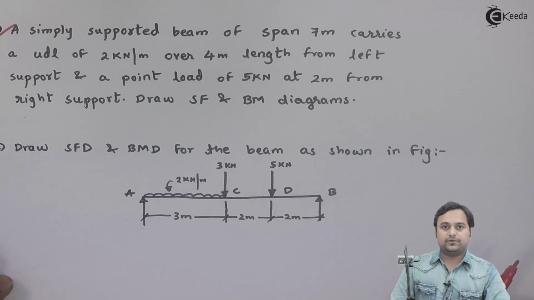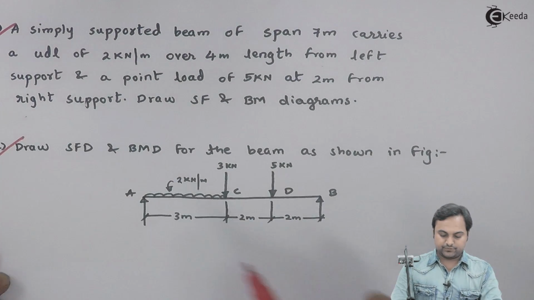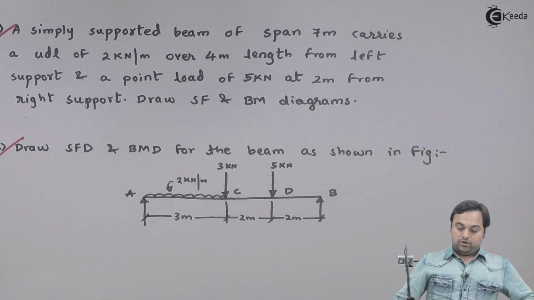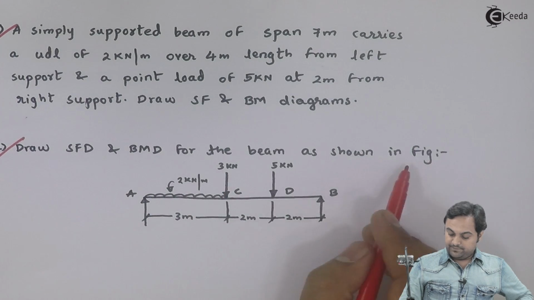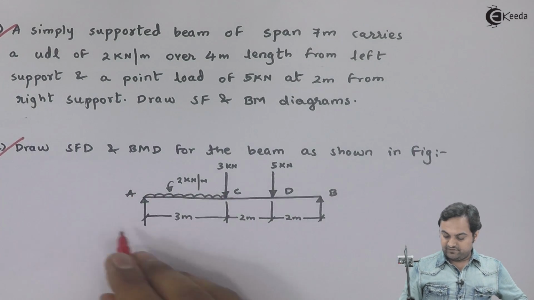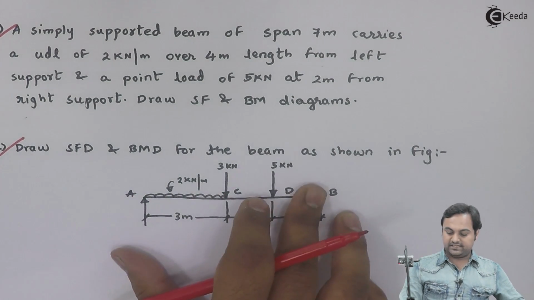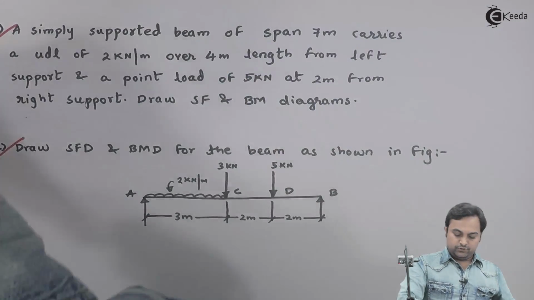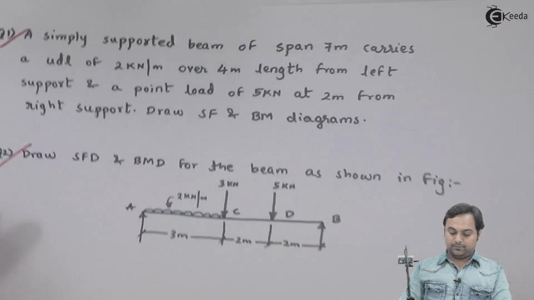Let us take the second question. Here I am marking this question. Let's see what is given here. Draw SFD and BMD for the beam as shown in figure. Here they have given some diagram, and based on this diagram we have to draw the shear force diagram and bending moment diagram. So now let us start this problem.